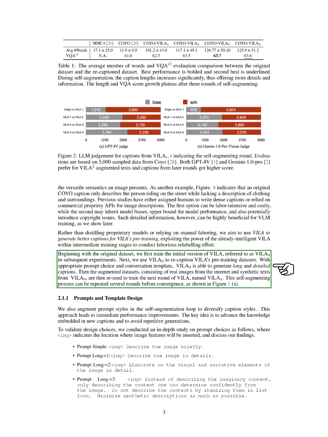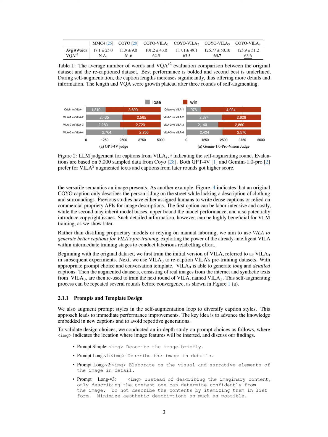We start with the original dataset and train an initial version of VILA, which we refer to as VILA0 in our experiments. We then use VILA0 to recaption the pre-training datasets. By selecting appropriate prompts and conversation templates, VILA0 can produce longer and more detailed captions. The augmented datasets, which include real images from the internet and synthetic texts generated by VILA0, are then reused to train the next version of VILA, called VILA1. This self-augmenting process can be repeated several times until we reach convergence, as illustrated in our figures.